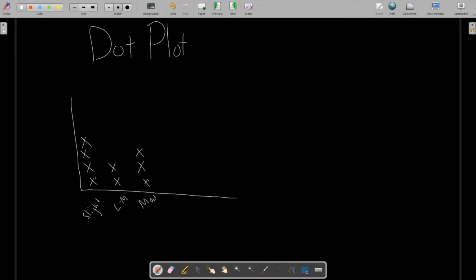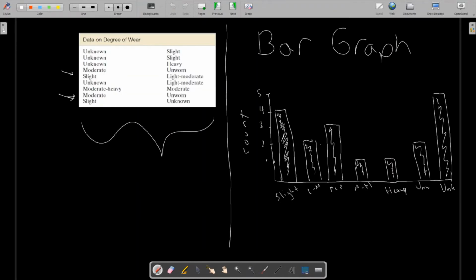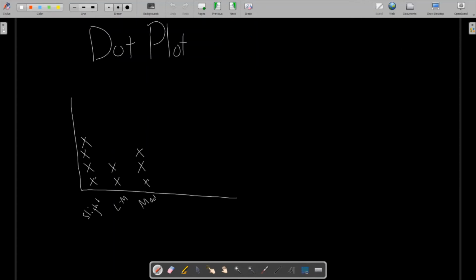And here we can see another way of representing that. In general, more books were slightly worn than moderately worn, and the smallest here, at least of the 3 that we've drawn in the dot plot, is lightly moderately worn.